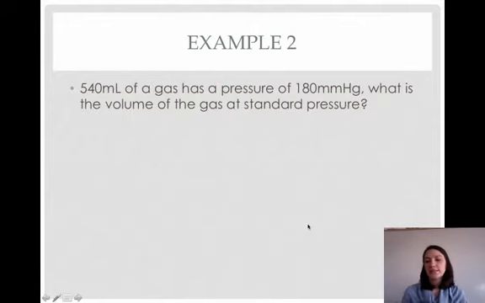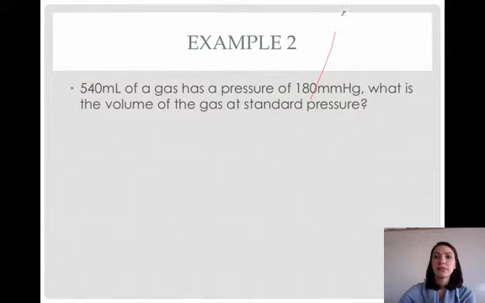All right, so we're going to start our second example. We're going to do this next problem. So 540 milliliters of a gas has a pressure of 180 millimeters of mercury. What is the volume of the gas at standard pressure? So just looking at this, it makes me a little nervous. I only have 2 numbers in there. I should have 3, right? I need 3 out of the 4 variables. But what I do know is it says standard pressure.